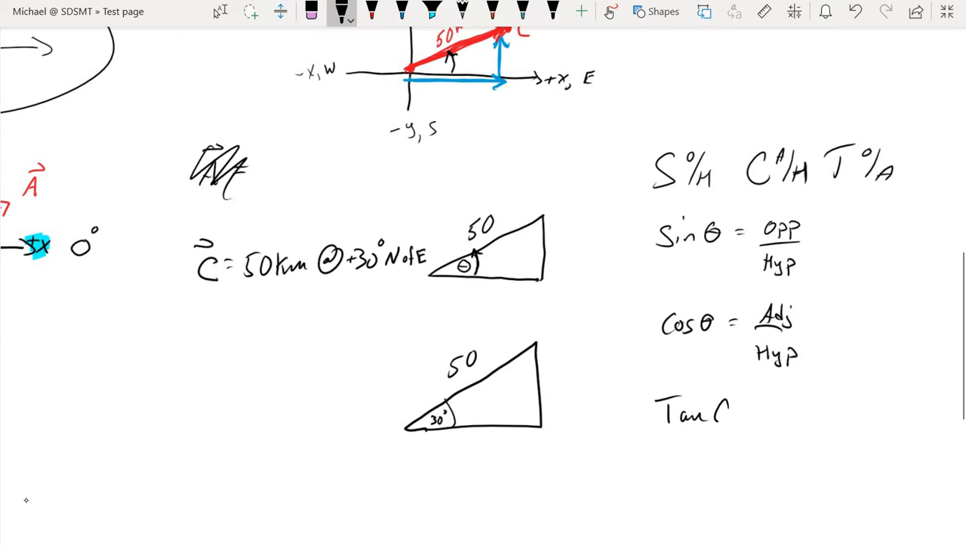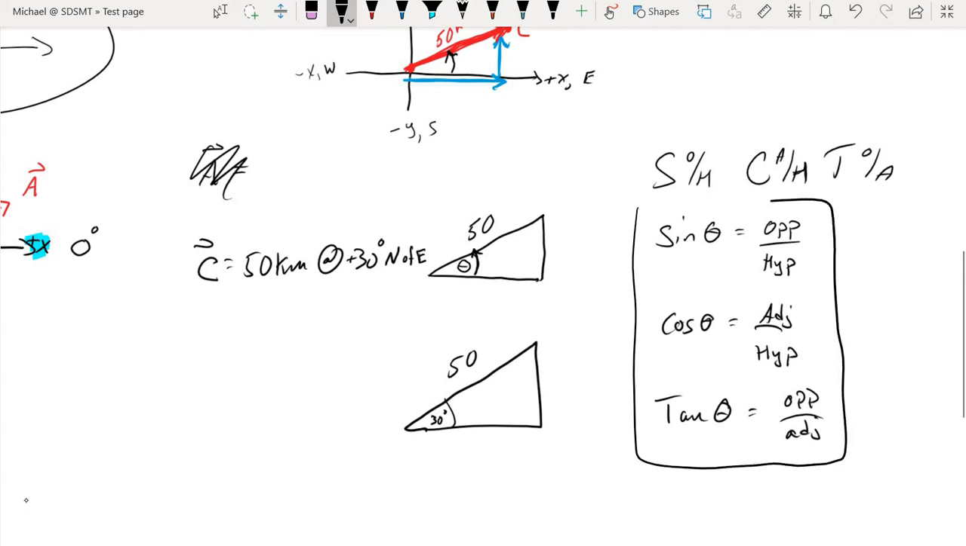And then tangent of theta would be opposite over adjacent. So we're taking our SOHCAHTOA, and I will mention right now that the opposite leg and the adjacent leg are always defined by the placement of your angle theta.